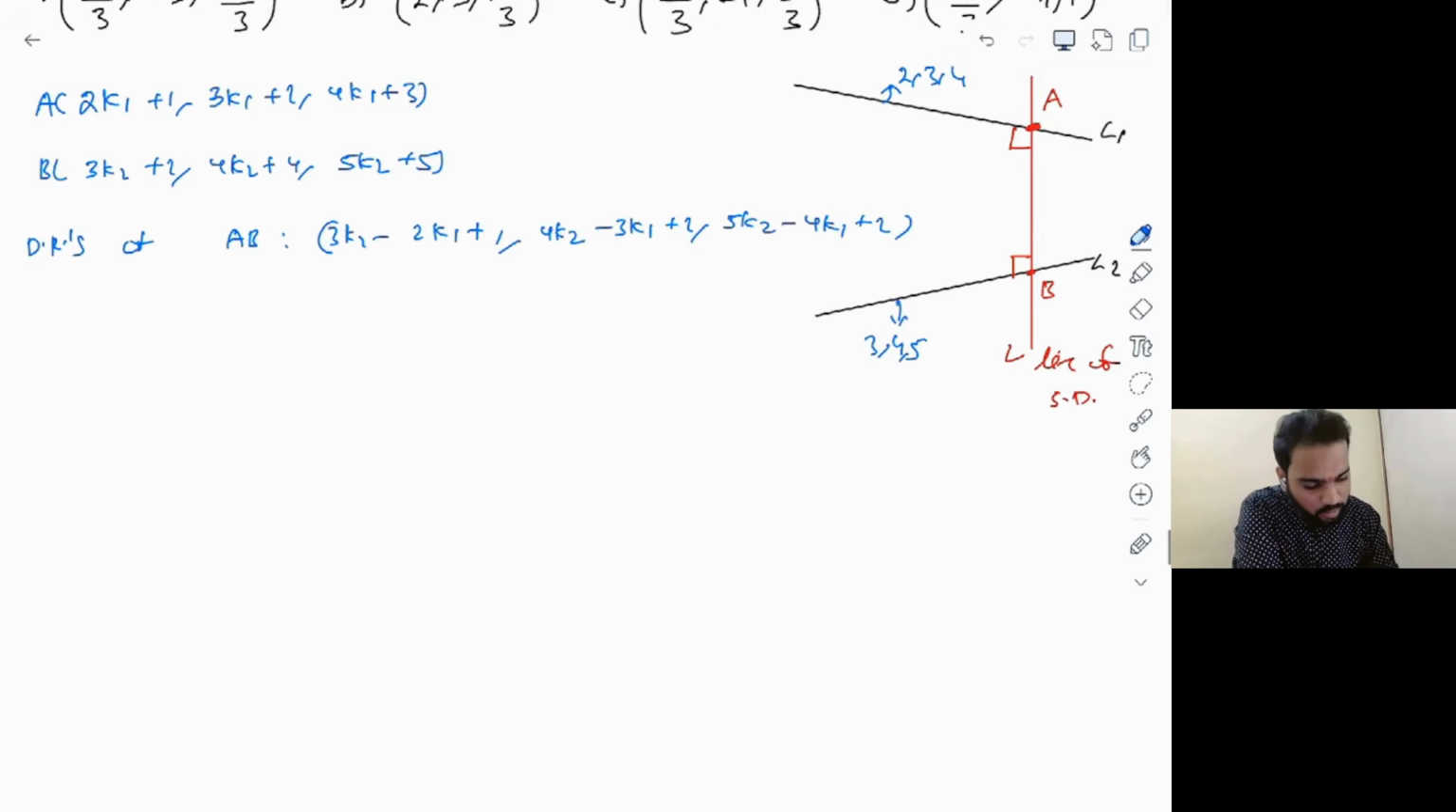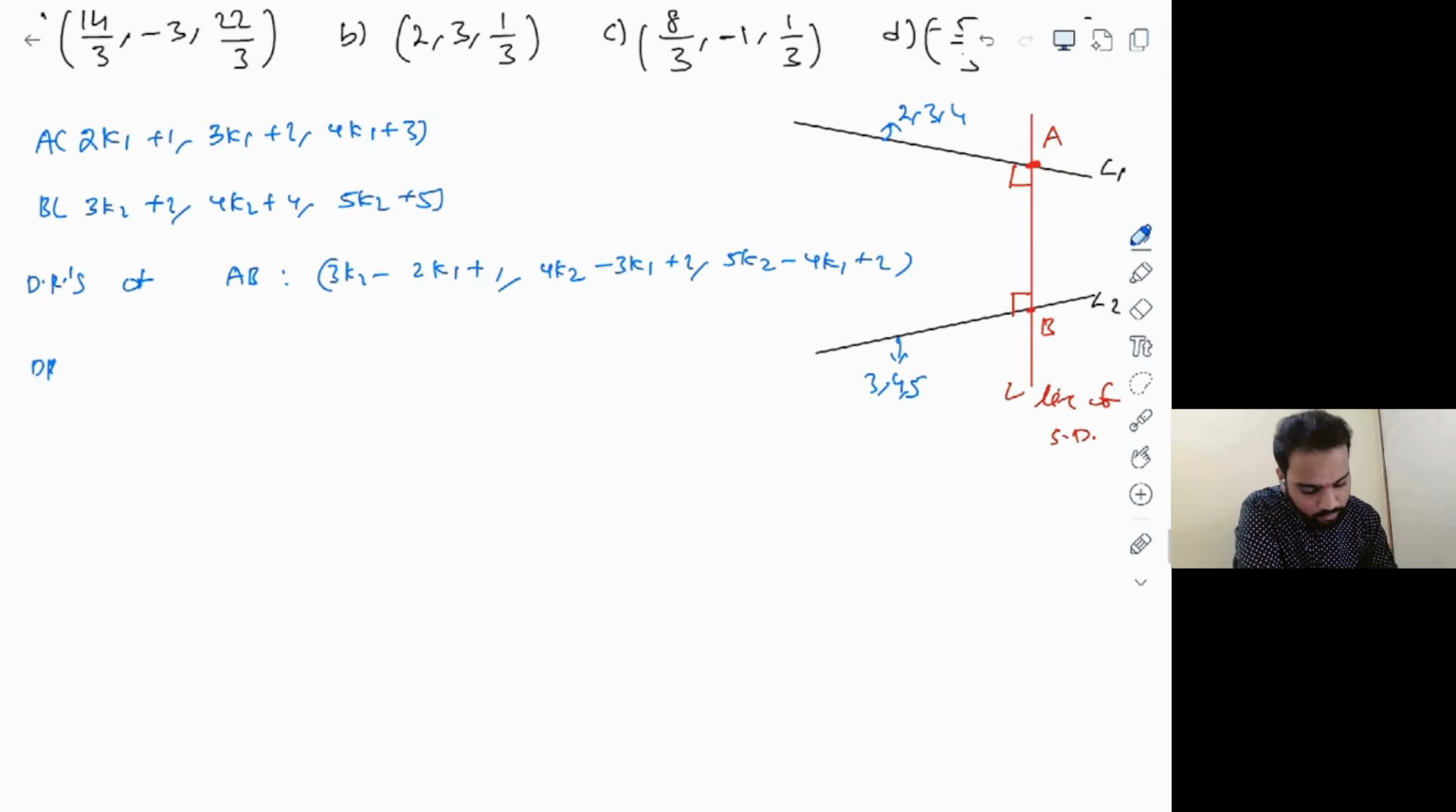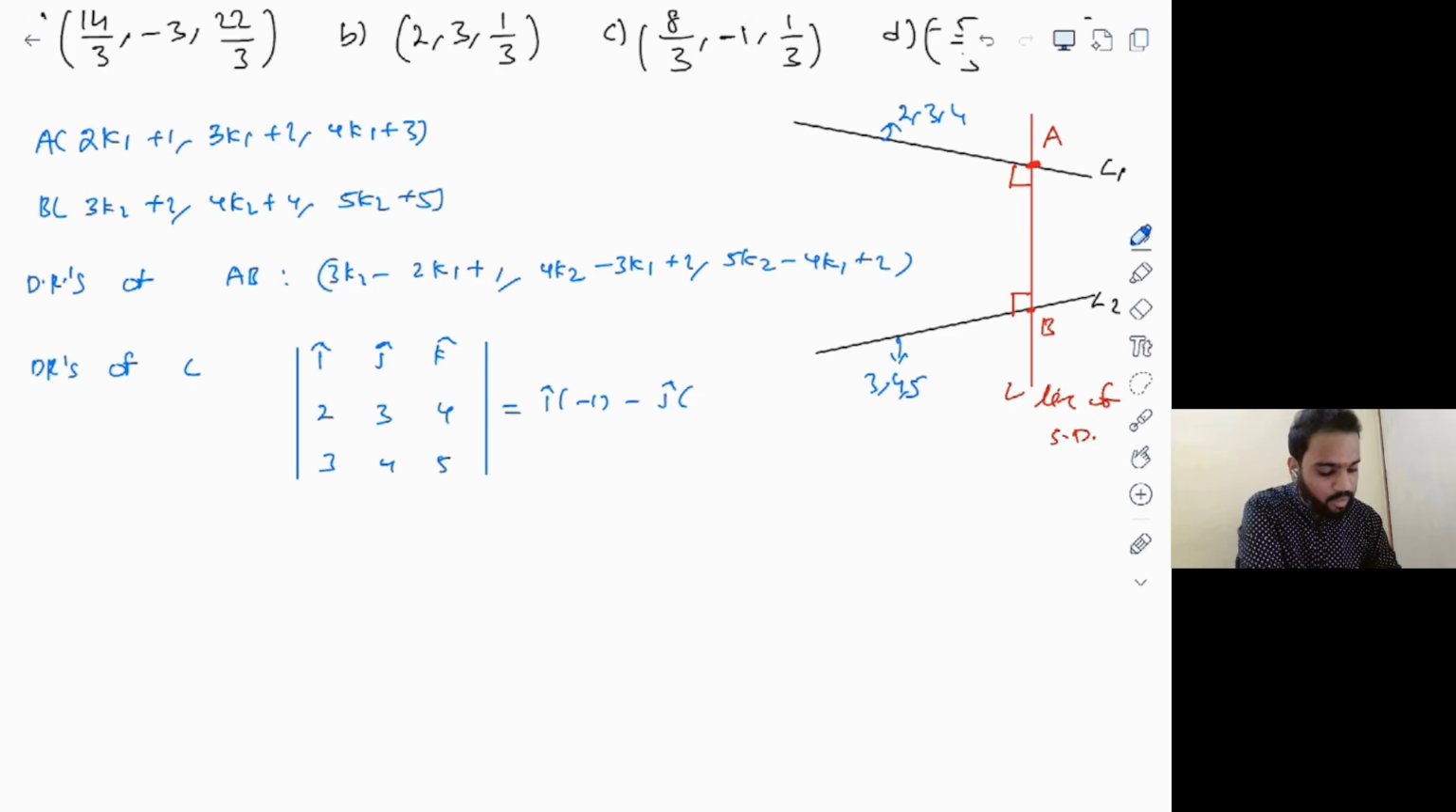Now let's try to find out the DRs of the same line L using the cross product concept, that is the determinant of i, j, k, and the line L1 has the DRs 2, 3, 4, and the second one has 3, 4, 5. If you expand this properly, you'll get i cap multiplied by 15 minus 16, which is minus 1, minus j cap multiplied by 10 minus 12, which is minus 2, and then plus k cap multiplied by 10 minus 12, which is again minus 2. Okay.